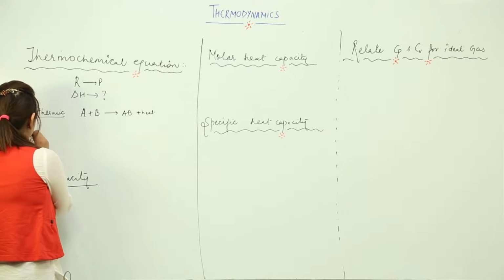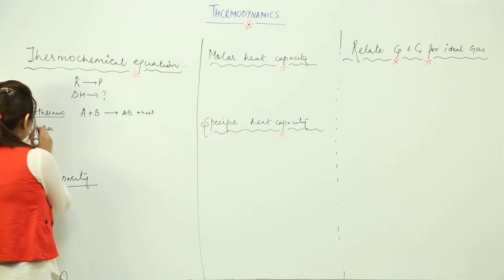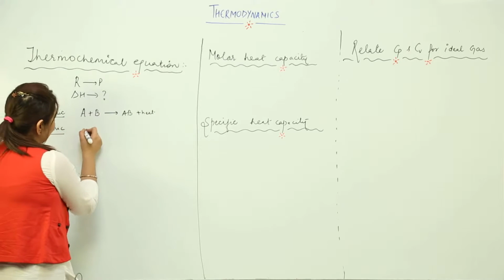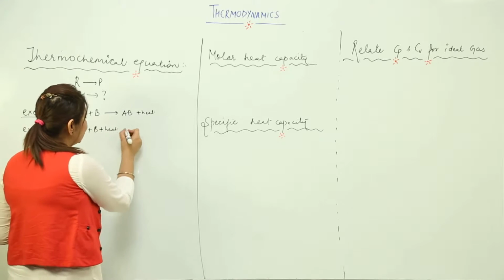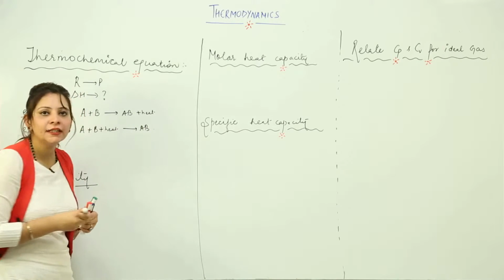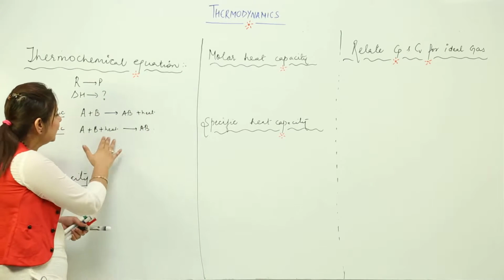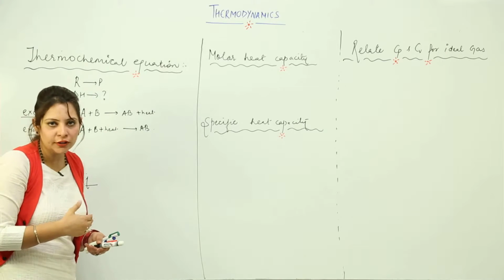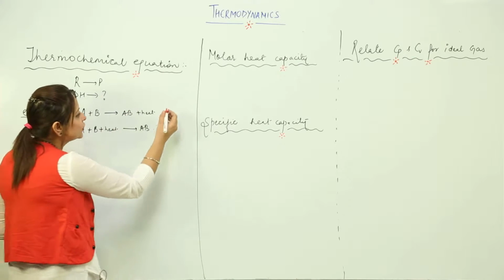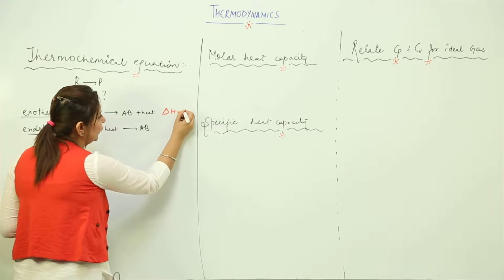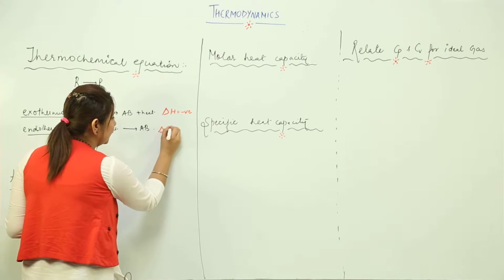Likewise, suppose I am writing an example of an endothermic reaction. If A and B combine at the cost of absorbing heat, then they give rise to product. So in the first, the heat is released with the product, so it is an exothermic reaction. In this one, heat is absorbed by the reactants, so it is an endothermic reaction. How is the delta H value going to change? When the heat is released, delta H is going to be negative. But when you supply heat, delta H is going to be positive.